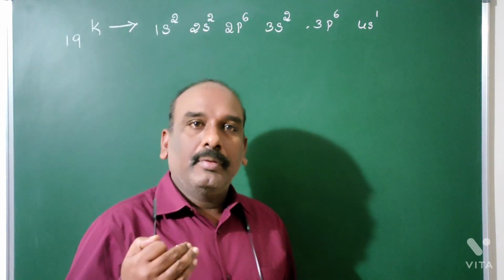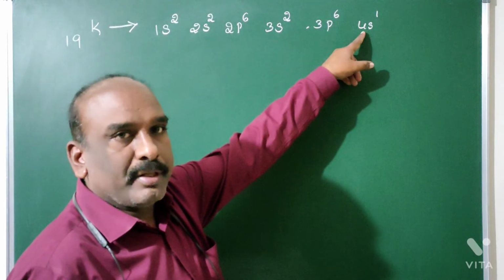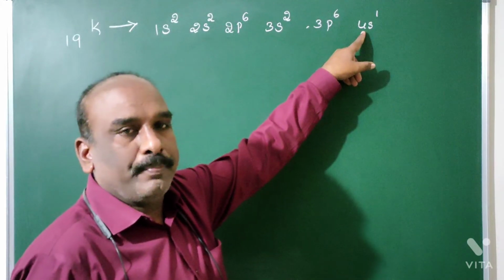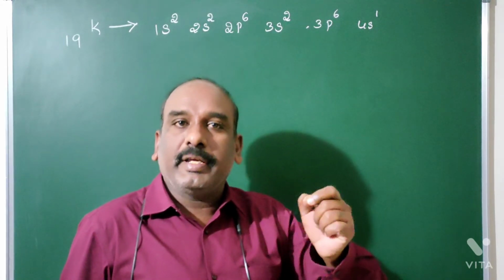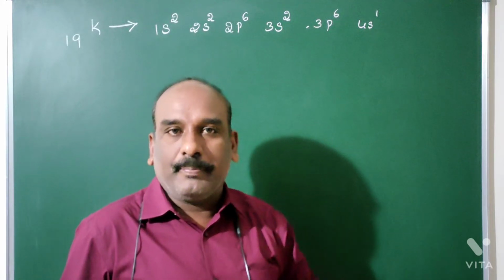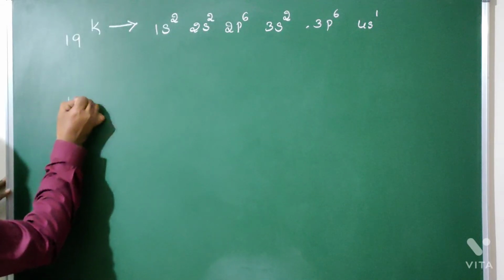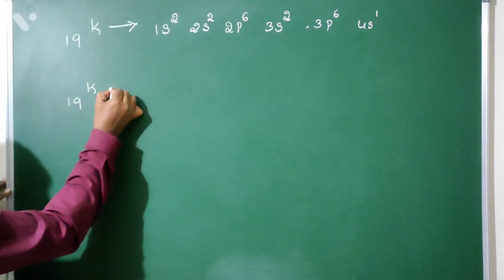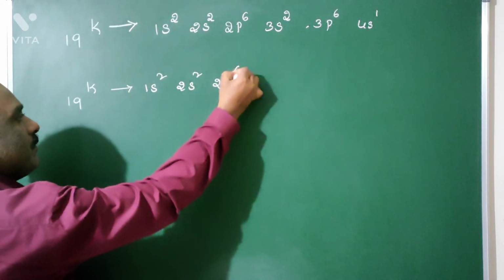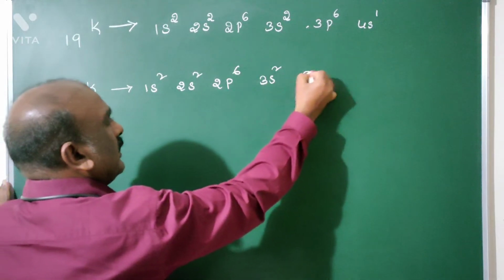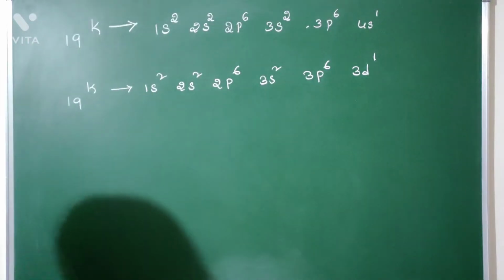In potassium, the last electron is entered in the 4s subshell instead of the 3d subshell. What is the reason? According to the screening effect or shielding effect. Suppose I am taking the electronic configuration of 19 potassium: 1s2, 2s2, 2p6, 3s2, 3p6. After that, the differentiating electron is entered in the 3d subshell.